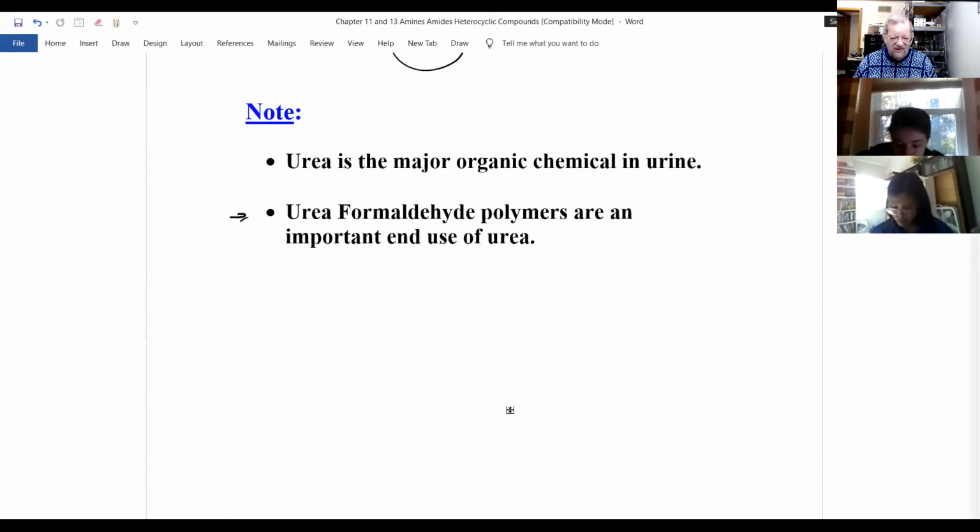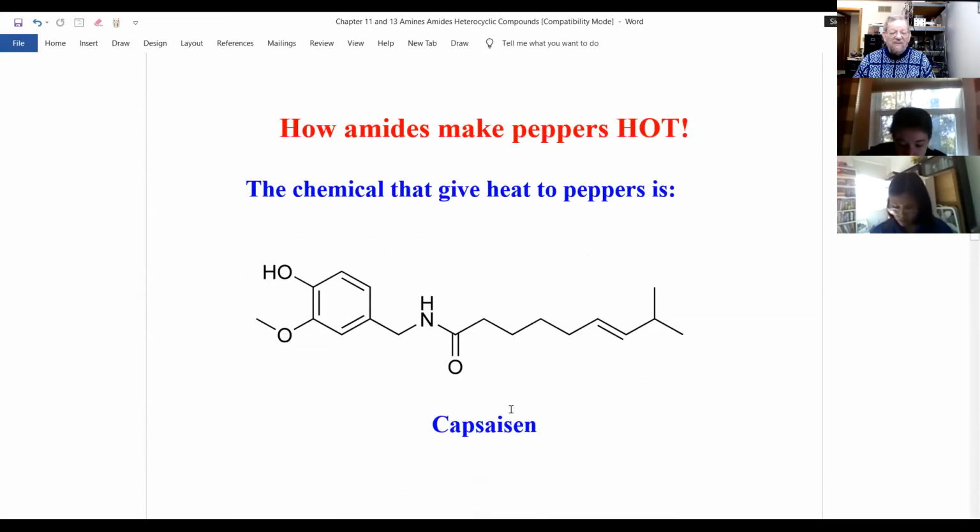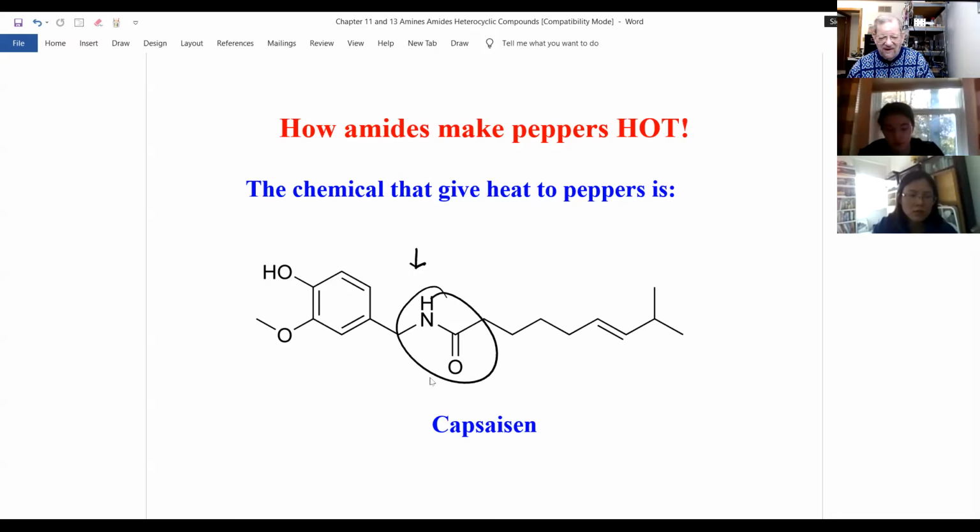But anyways, let's continue. An important amide has the common name capsaicin. How many of you are familiar with peppers? You can get certain types of peppers like jalapeno, and they've got a kick to them. And if you really want to live dangerously, you can get habanero peppers, and those have a dangerous kick to them. Well, what's the difference between the two? The amount of capsaicin right here.